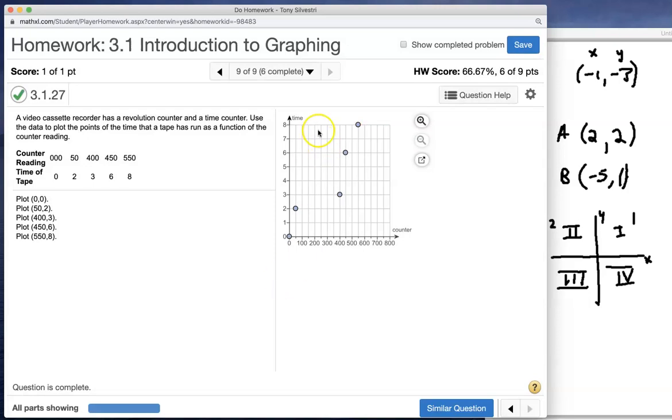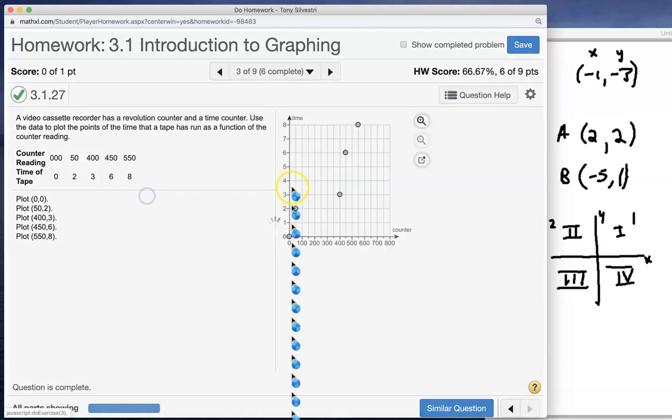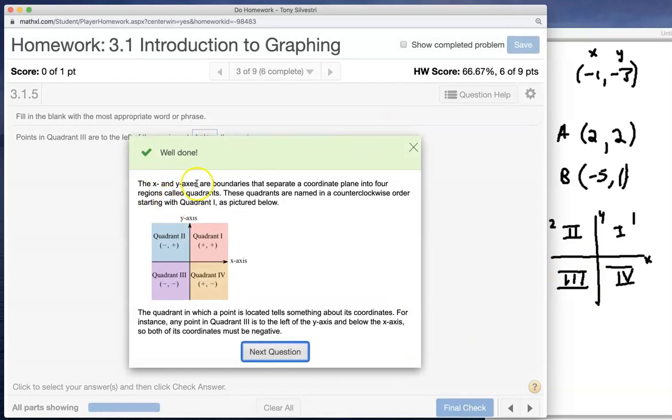So that's the end of the homework, but we skipped a bunch of problems. I think we didn't do the first 3. And the first 3, I think, are things that you can, after you get the last problems, answer very easily. Points in the quadrant 3, this is quadrant 3, are to the left of the y-axis. Yeah, they're certainly to the left of the y-axis. So we're looking at this region here. And below, okay, so you're left of the y-axis and you're below the x-axis. This is the only region that will make that happen. Well done.